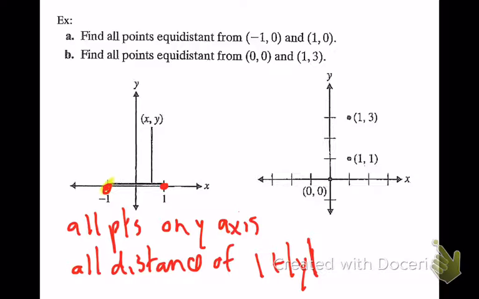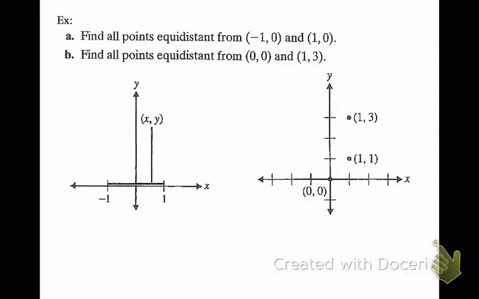All right. Questions? Okay. Now let's do all the points equidistant from 0, 0 and 1, 3. So we kind of have to break it down here. Just one single point that would be equidistant taxicab wise from 0, 0 and 1, 3. Give me one point that would be equidistant.